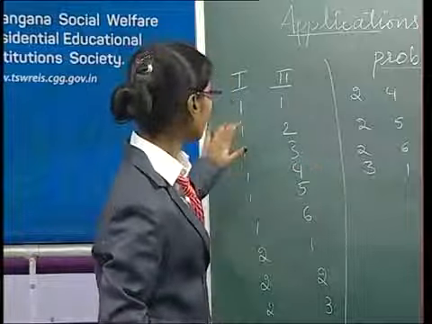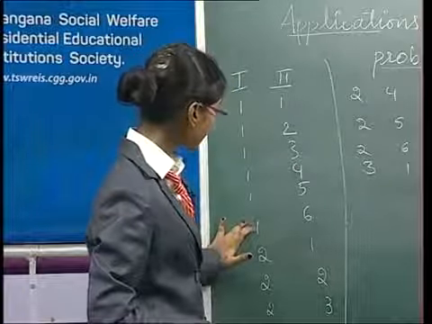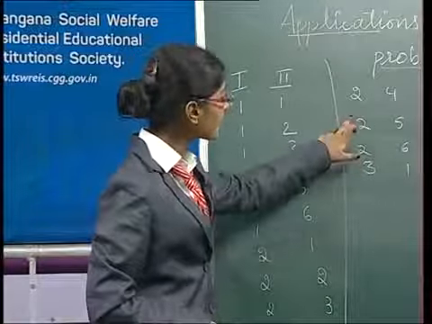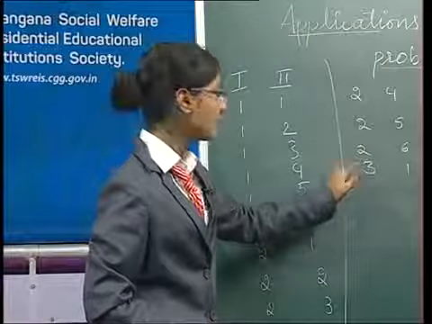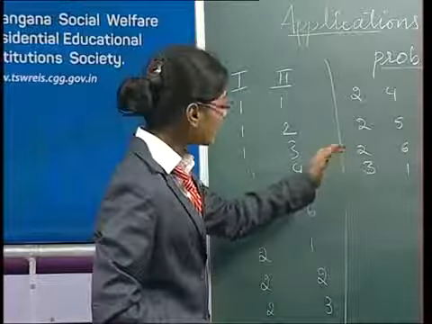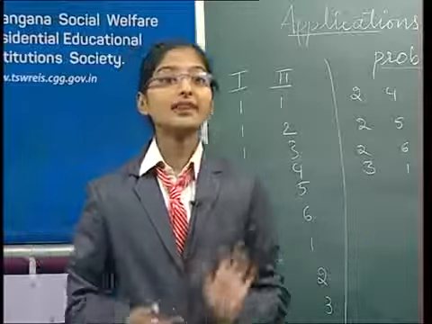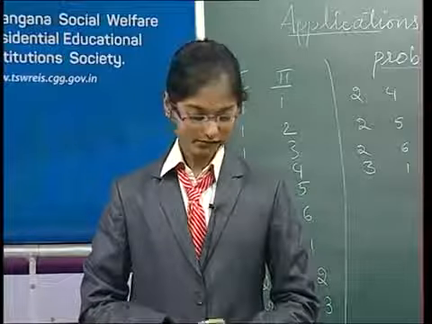When we count it, here 1, 2, 3, 4, 5, 6 and the next ones are 7, 8, 9, 10, 11, 12. Up to 2 we have taken, we got 12. When we write up to 6 like this, we will get 36 outcomes.